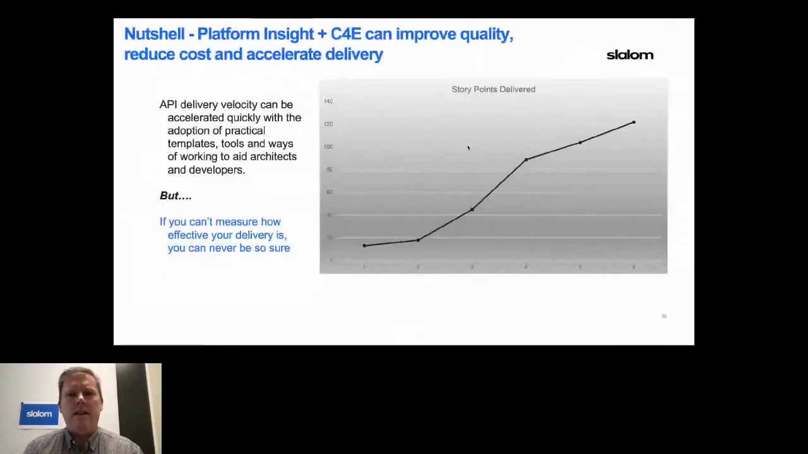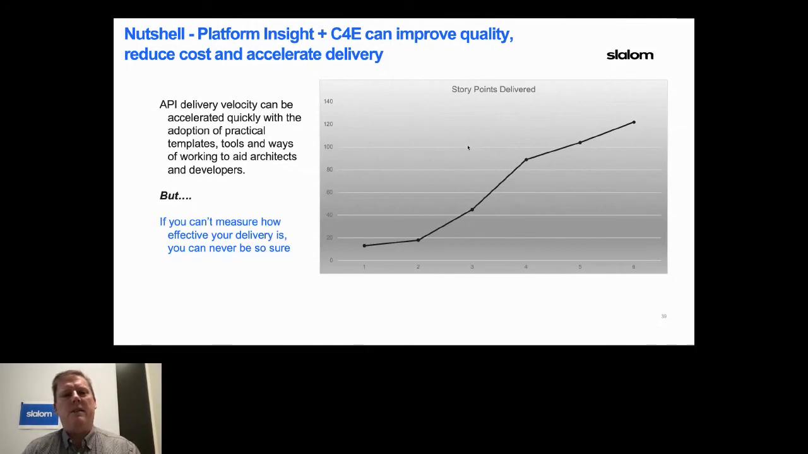And to give an example of how these types of insights and C4E structures can help improve reliability: once you've got some structure in place and you're measuring that, your velocity in terms of delivery can really accelerate quite fast. And what you're trying to do is achieve that velocity in a way that makes it sustainable and repeatable and reliable.